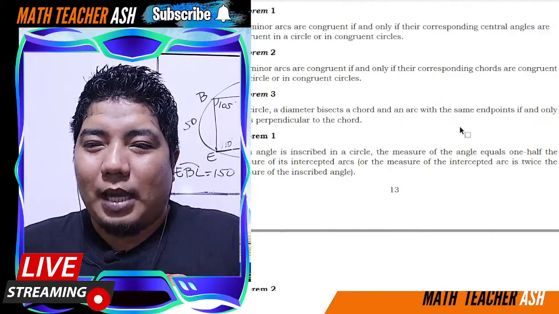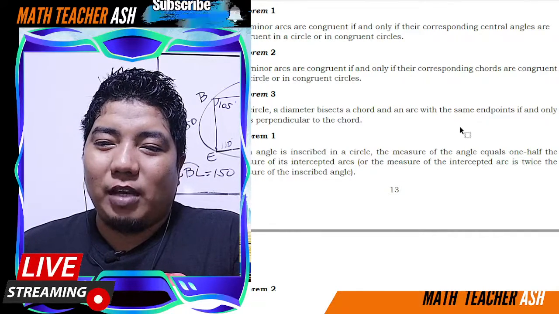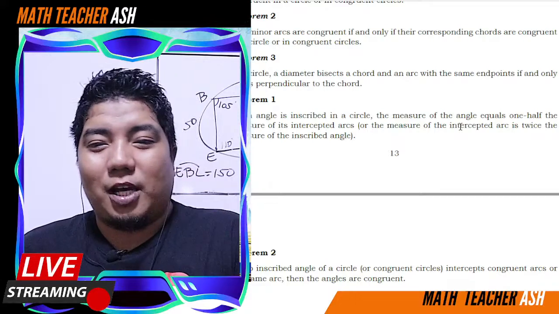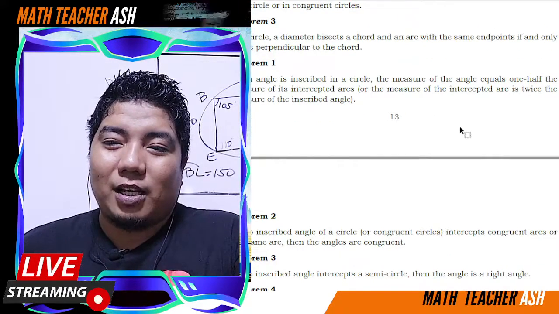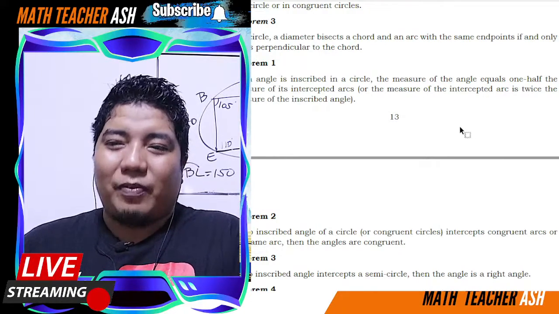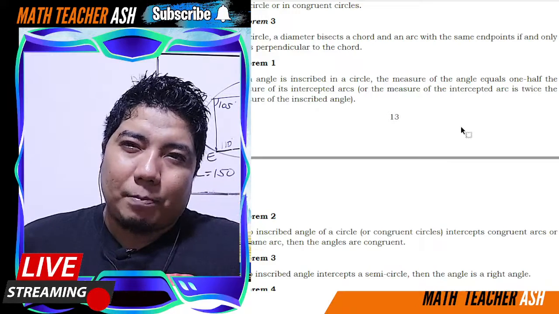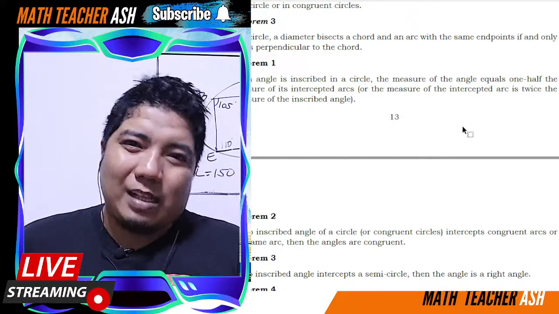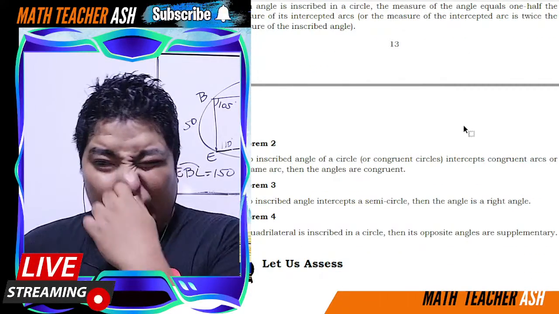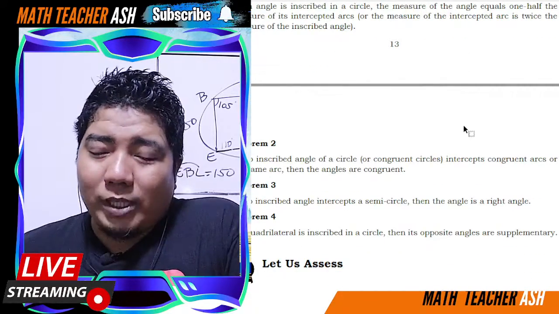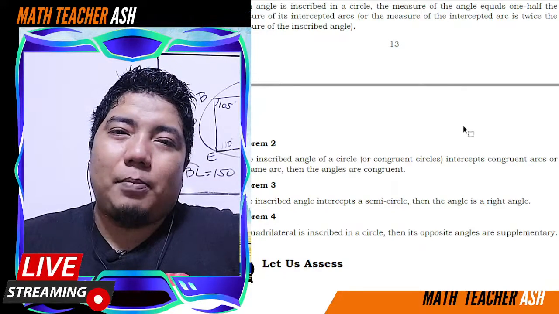Okay, theorem number 3, we have the diameter bisects a chord and the arc with the same endpoints if and only if they are perpendicular with each other. Okay, and about the inscribed angle, if an angle is inscribed in a circle, the measurement of the angle is 1/2 the measurement of its intercepted arc and vice versa. The intercepted arc is twice the measurement of its inscribed angle. Okay, so theorem number 2 is the same. Two inscribed angles are congruent if and only if they share the same intercepted arc.